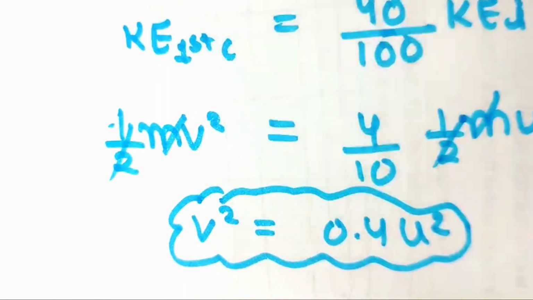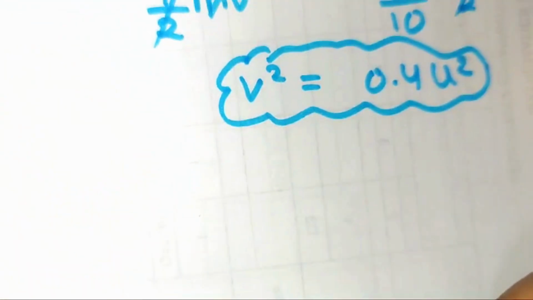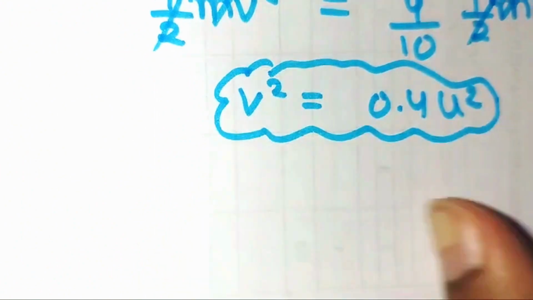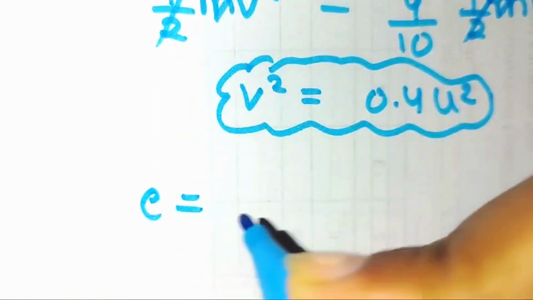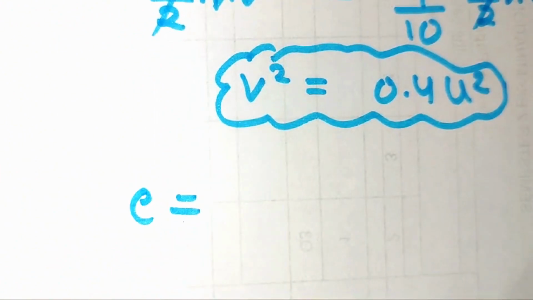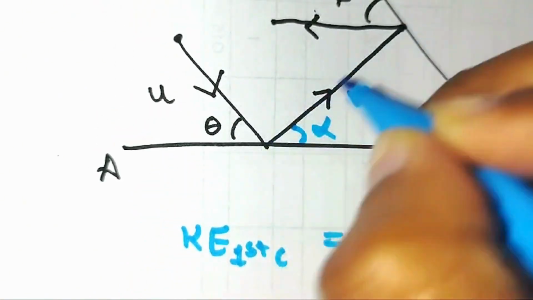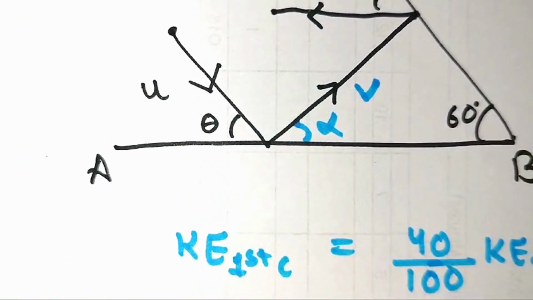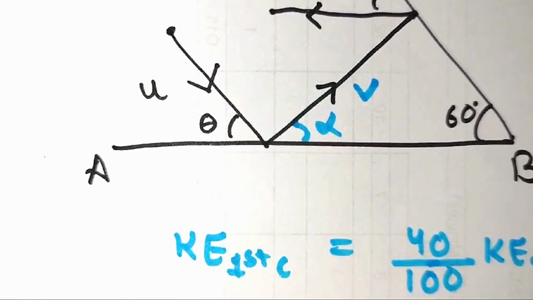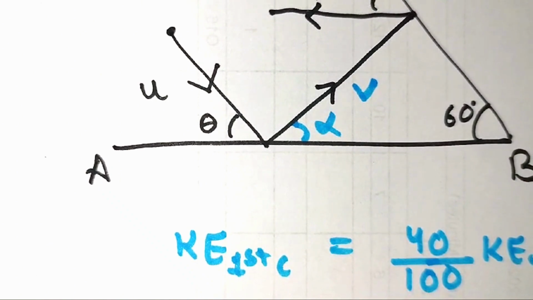Now the next thing is they are asking us to find the coefficient of restitution. Coefficient of restitution simply has one formula: the velocity of moving away divided by the velocity of approach. But if you remember, we have two components of velocity. One will be in this direction and the other one will be here. So this is going to be u cos theta, and this is going to be u sine theta.